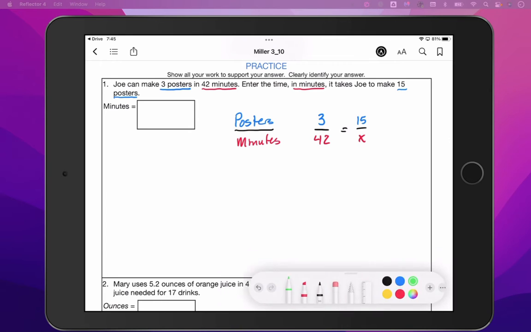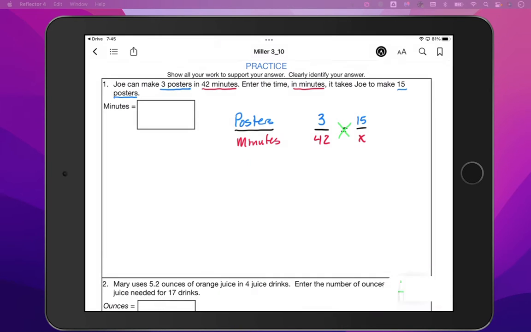And so very simply, again, we just cross multiply and divide these. We will get 3 times x is equal to 42 times 15. And I'm going to pull my calculator out for just real quick here. 42 times 15, because I don't know what that is, and I don't want to do it longhand. So 42 times 15, I get 630. So 3x is equal to 630.